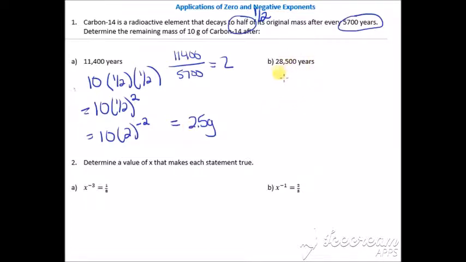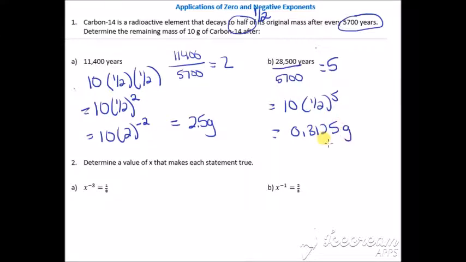Okay, B, well, we have 28,500 years. So we want to know how many 5,700 year periods are in 28,500. All we have to do is divide them, and we know that there are 5. So this time I'm going to just do 10 times 1/2 to the exponent 5, and just put it in my calculator. And I get 0.3125 grams.